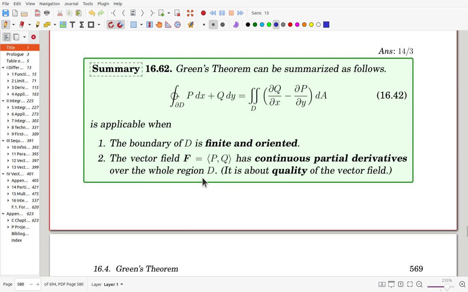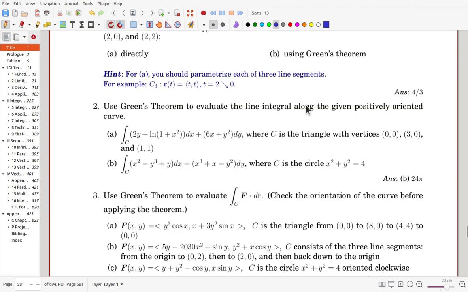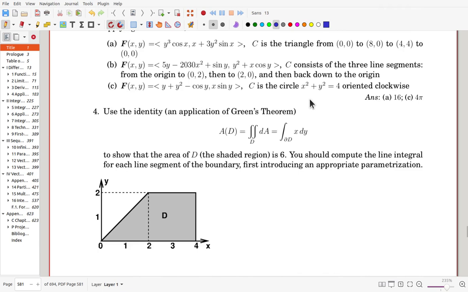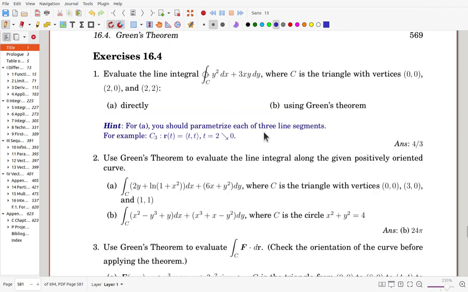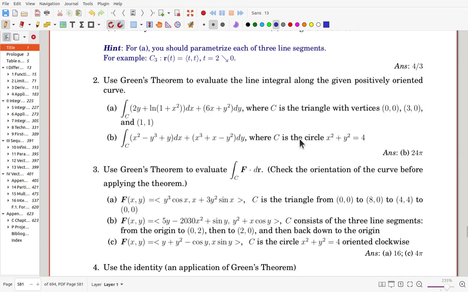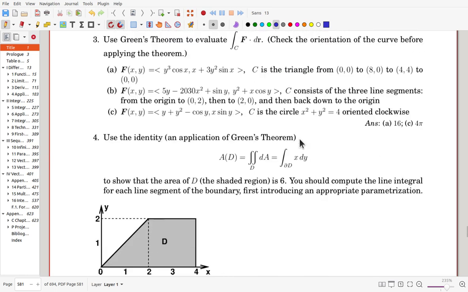So once the vector field is good enough and the boundary is finite and oriented, then you can use this formula always without any doubt. Okay. For these problems, now you can solve quite easily. Exactly the same technique you can apply.